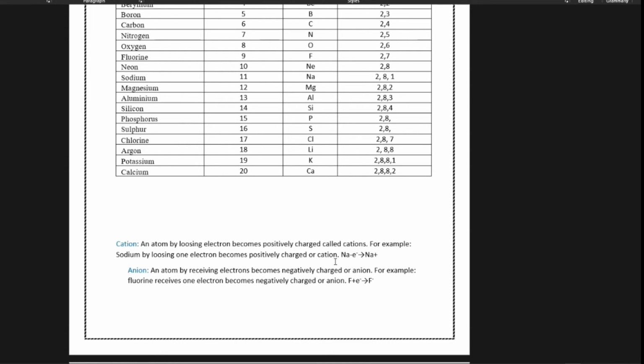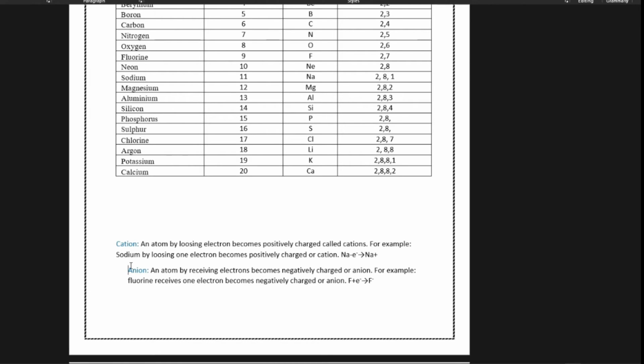Like sodium, its electron configuration is 2, 8, 1, as 11 is its atomic number. By losing this one electron, it can become stable, because there are 8 electrons, the maximum that can enter the second orbit. So it can easily become stable.